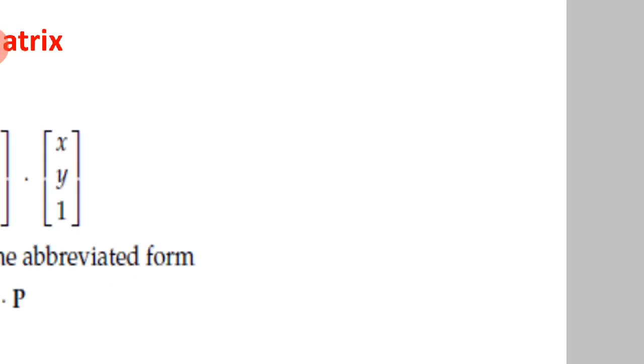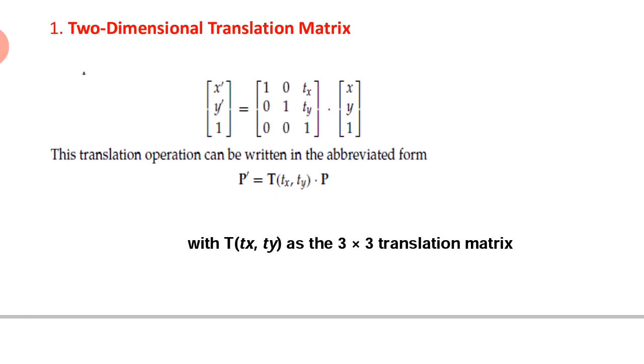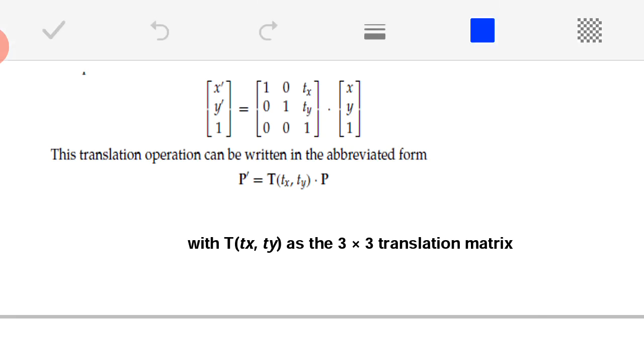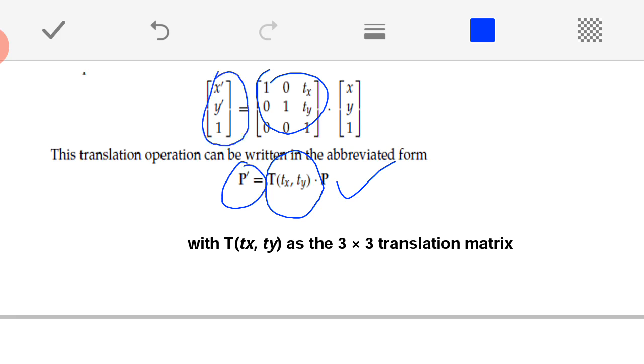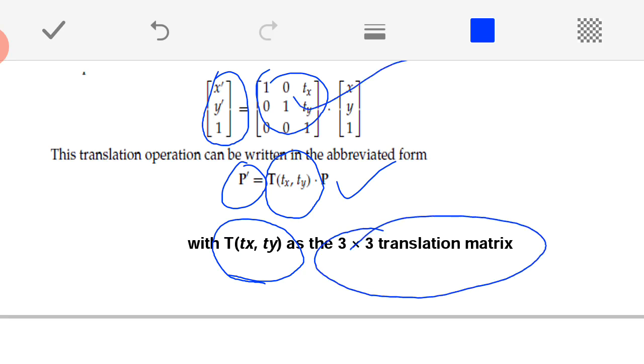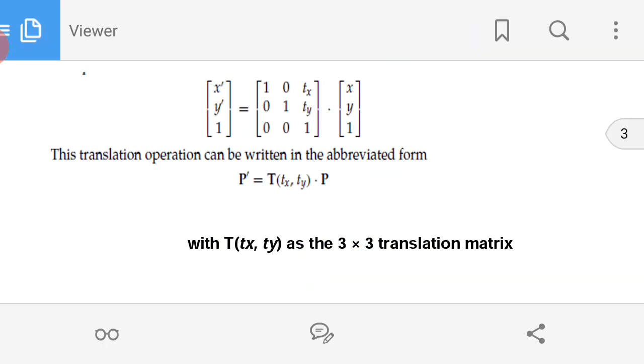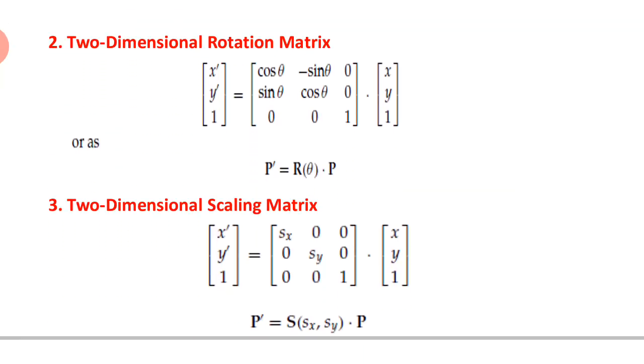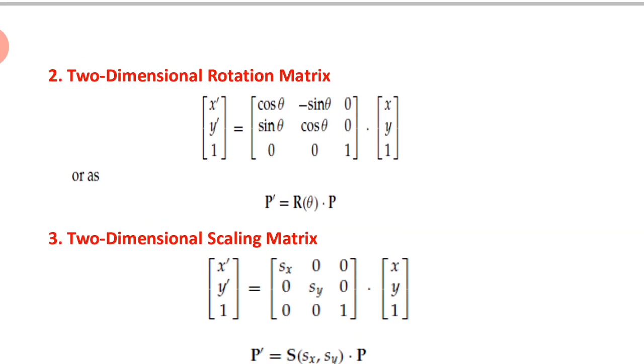Now I am going to represent the same thing in matrix notation. P is the point x comma y comma 1, and T of t x and t y is the 3 cross 3 matrix. Then P dash is the translated point x dash comma y dash comma 1, where T of t x comma t y is the 3 cross 3 translation matrix. This is the matrix that you have to remember. Now we will move on to the next one, the 2-dimensional rotation matrix.